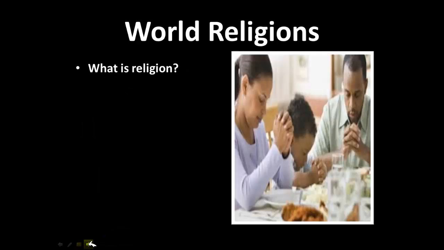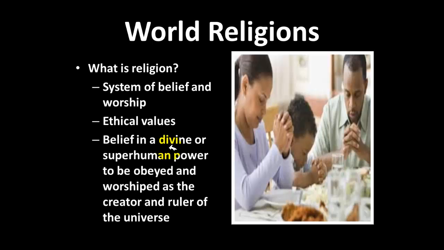And now that we've already spoken a little bit about religions, we have to answer the question: what is religion? This image, something we're all familiar with, is a family praying. This is something that we associate with religion. So what exactly is a religion? Religions are a lot of things. The first thing is that they're a system of beliefs and worship. Religions are used to transmit ethical values to people.